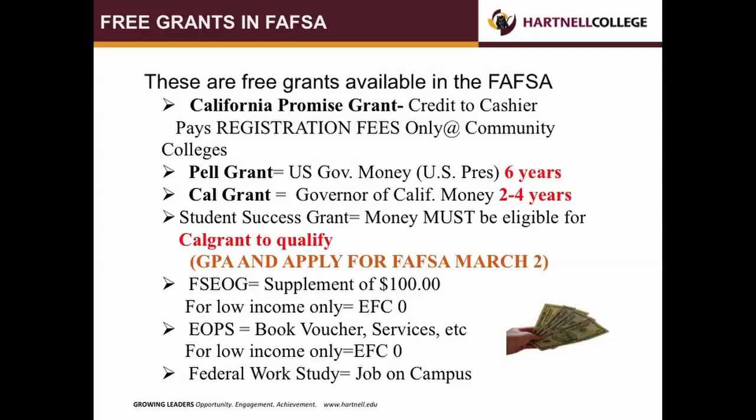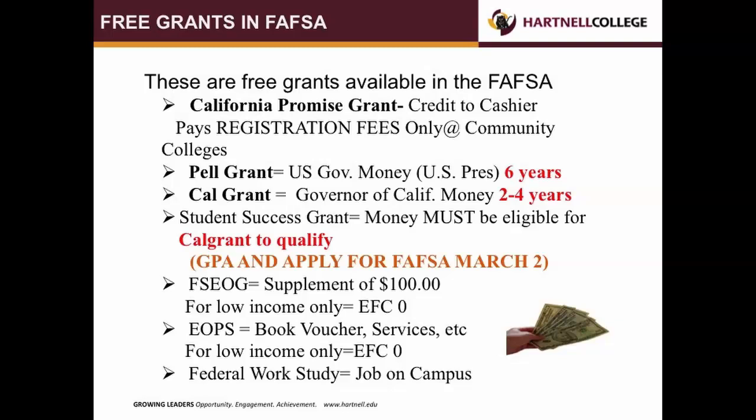There are free grants available in the FAFSA. The California Promise Grant is a credit to the cashier. It pays the registration fees only at community colleges. So the credit goes to the cashier. The Pell Grant is U.S. government money. It's from the U.S. president, and it is for 6 years.